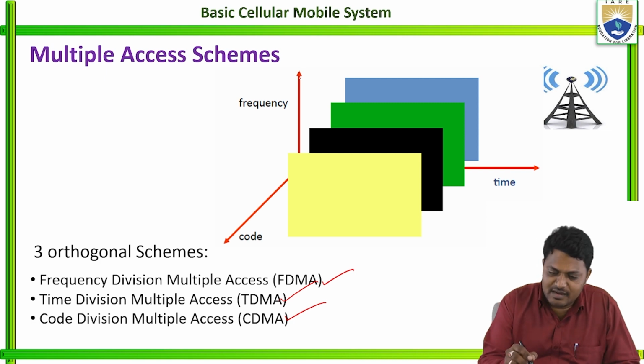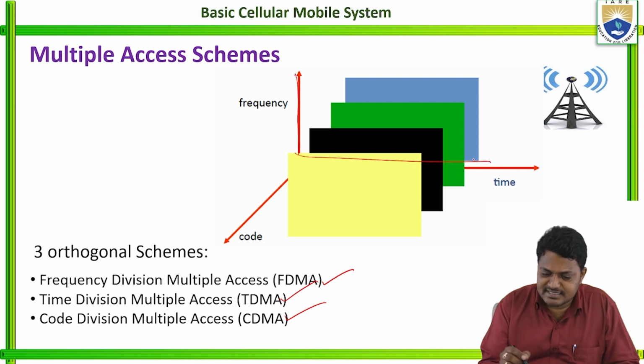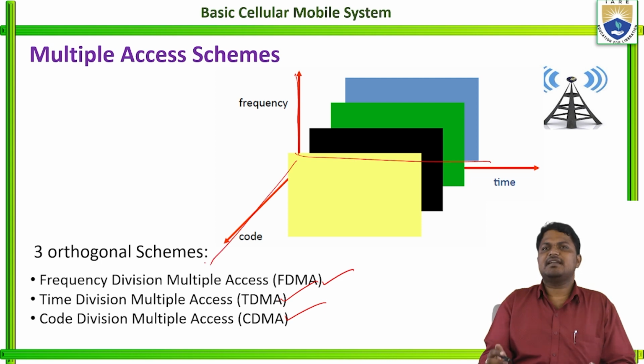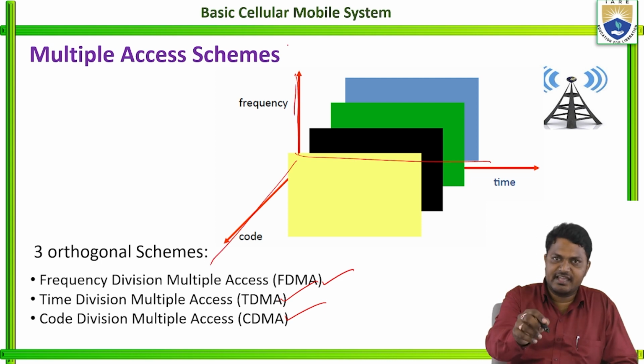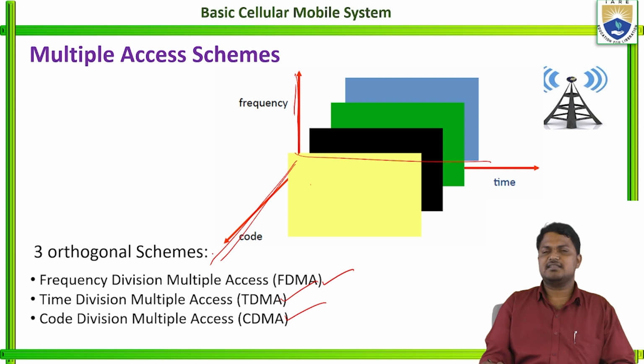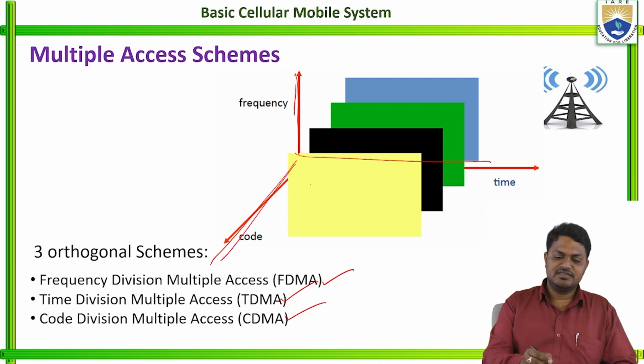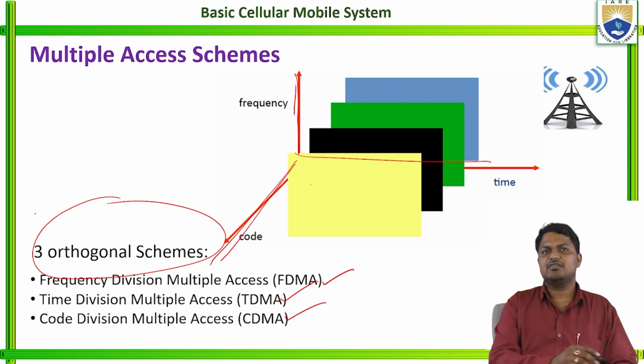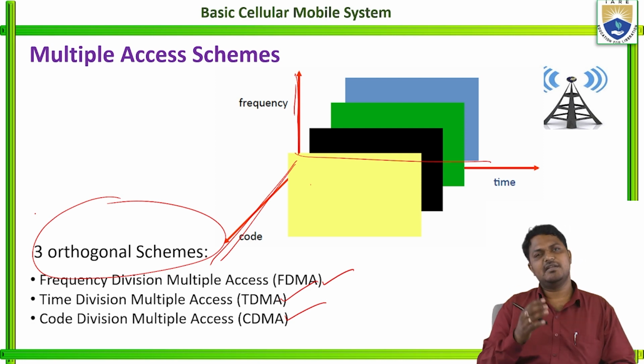Now see here, I am taking the x-axis, the y-axis, and the z-axis. I am taking time on the x-axis, frequency bands on the y-axis, and code on the z-axis. We will discuss in the next part what FDMA is, what CDMA is, and how CDMA, TDMA, and FDMA work. Basically, three orthogonal schemes are available, and these are the multiple access schemes.